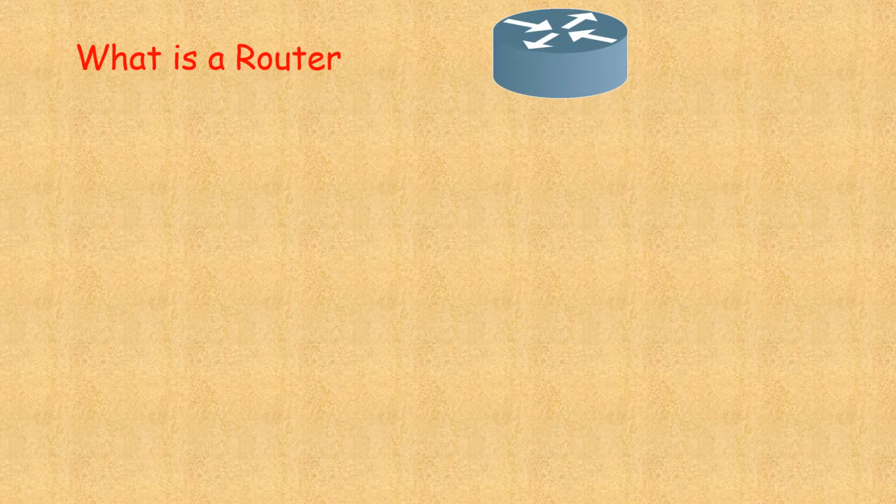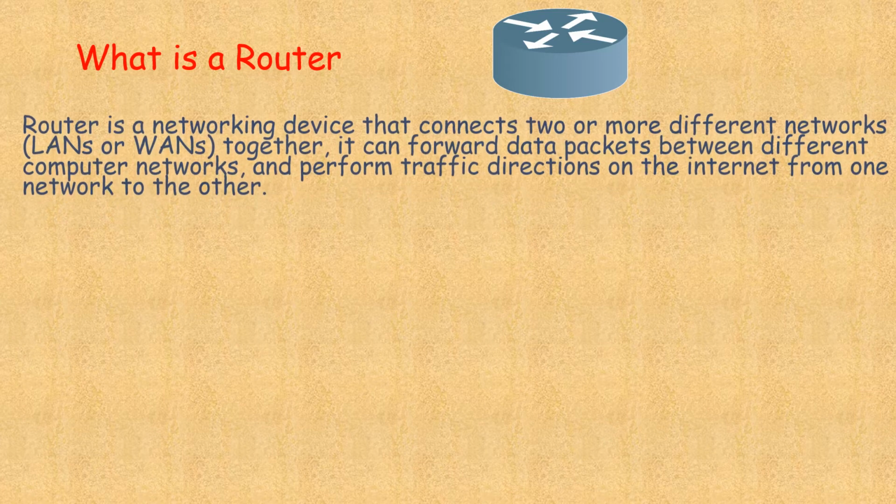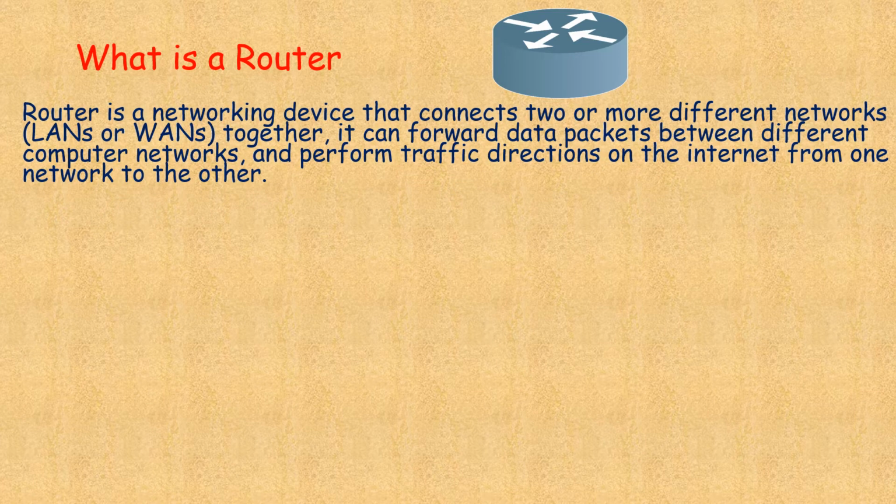What is a router? A router is a networking device that connects two or more different networks, LANs, together. It can forward data packets between the different computer networks and perform traffic direction on the internet from one network to the other.